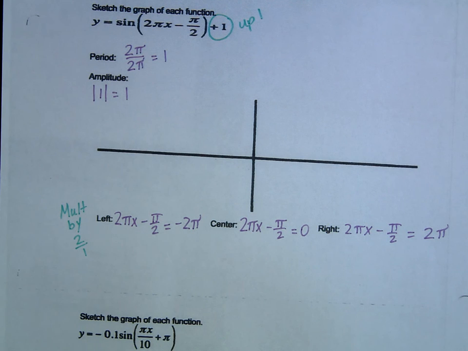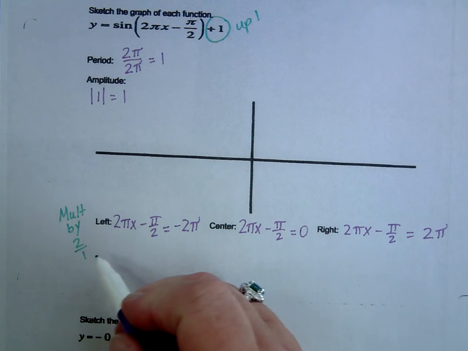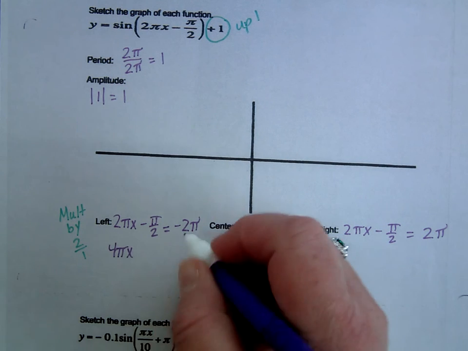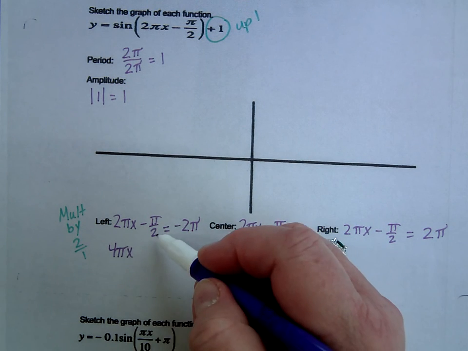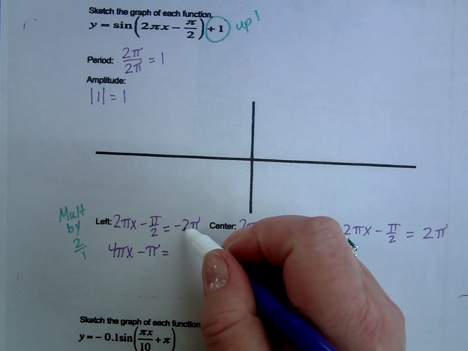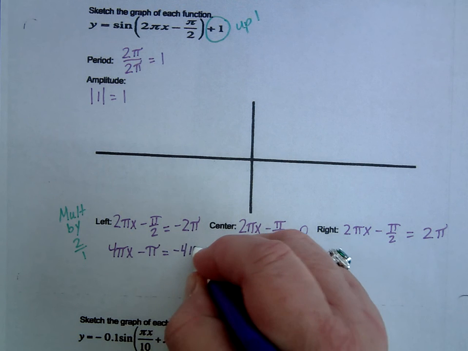So here's what you're going to get. 2 times 2 pi x is 4 pi x. 2 times pi over 2, 2's cancel, is pi. Negative 2 pi times 2 is negative 4 pi, and now you're able to solve for x.